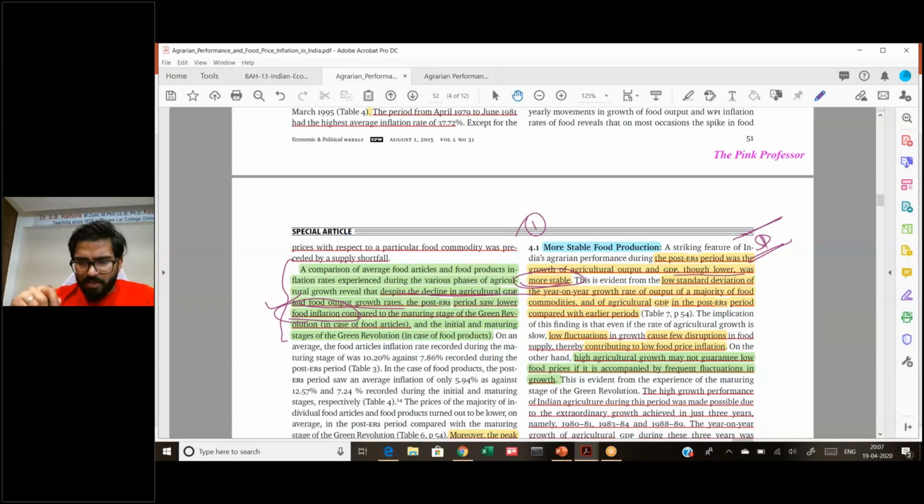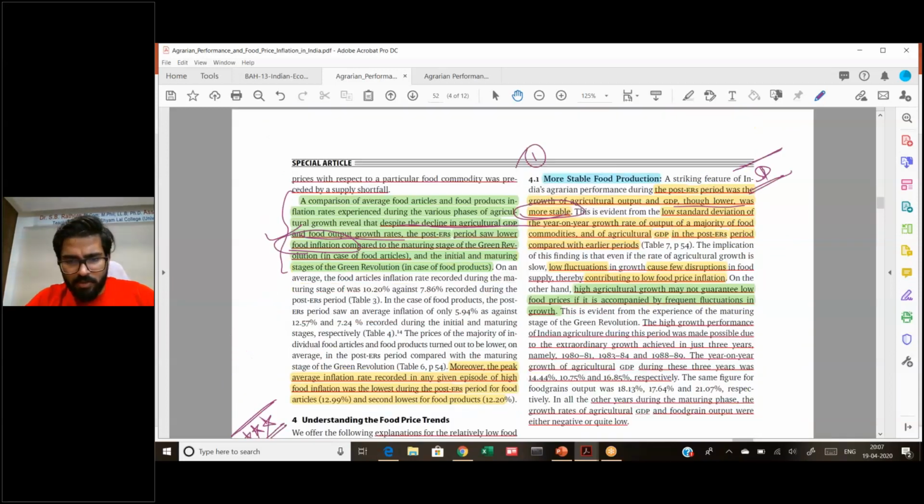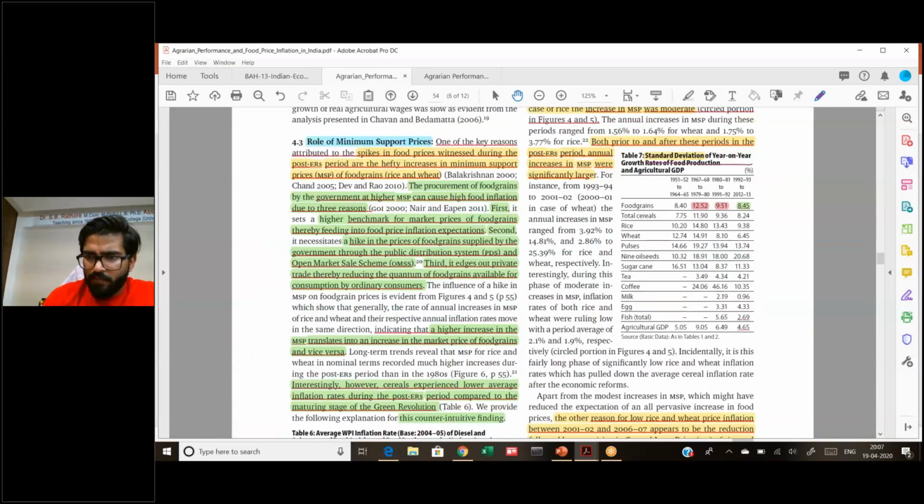We compare this through the standard deviation, and this is given in table 7. See table 7, standard deviation. The standard deviation was extremely high in food grains in the initial phase, and then it decreased in the next phase, but in this phase the standard deviation was the least. That means the variance was less. The change in output, the troughs and the peaks, was much more condensed as compared to the previous two phases.